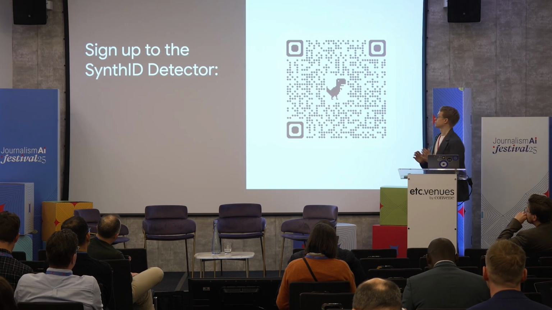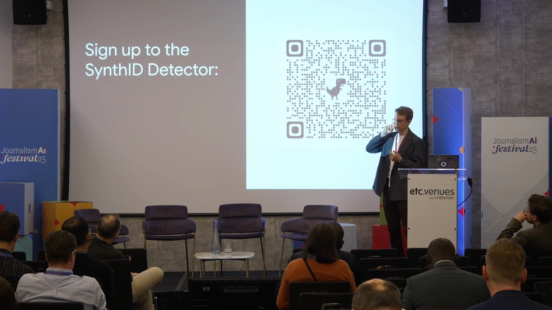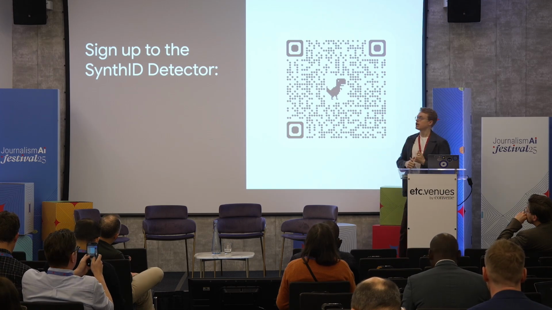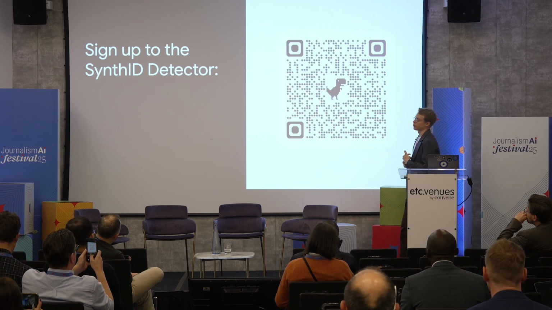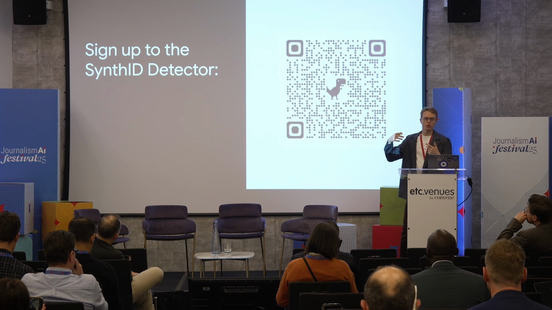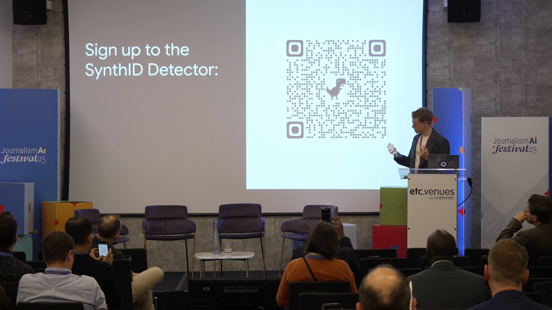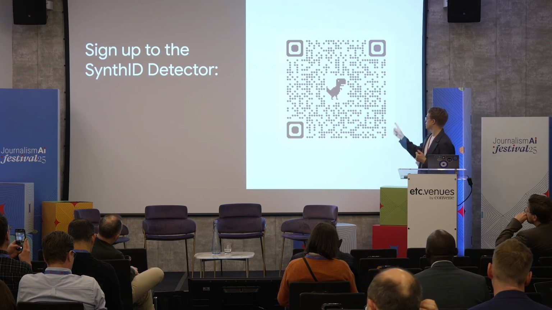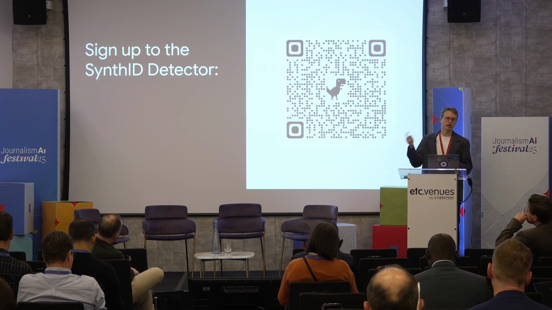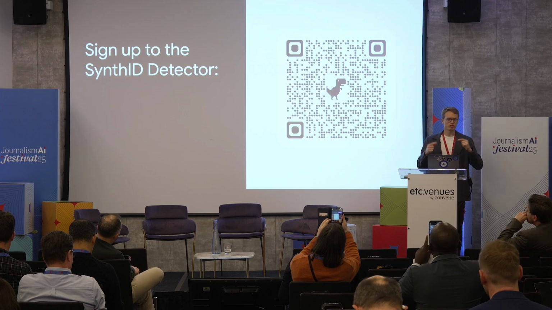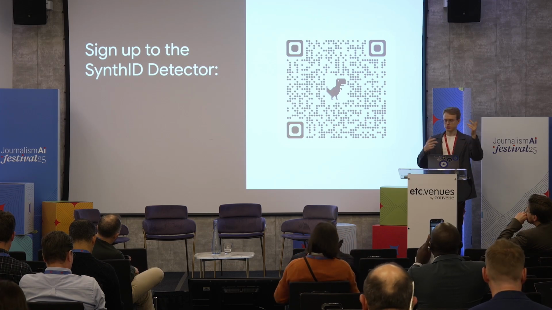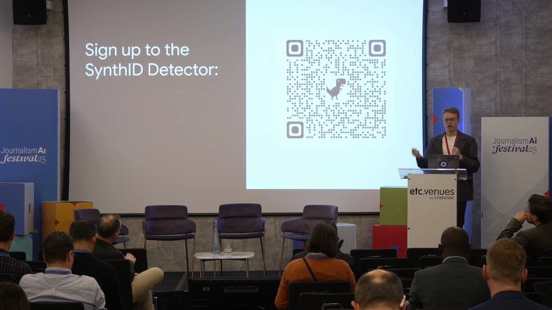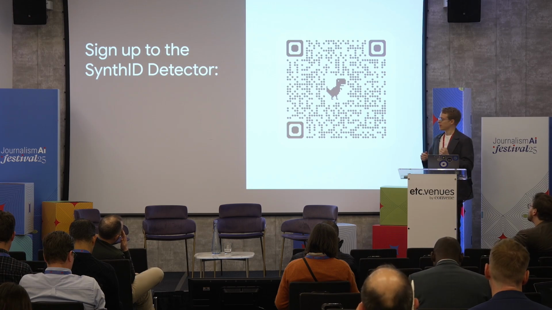If you want to use the SynthID detector, you can sign up to it. It's currently on a sign-up list, but we are prioritizing media professionals and journalists for the detector. So you can use the QR code to get to a form. We'll ask you a bunch of questions like your email address and affiliation, and then you will get access to the tool. And that's pretty much it.